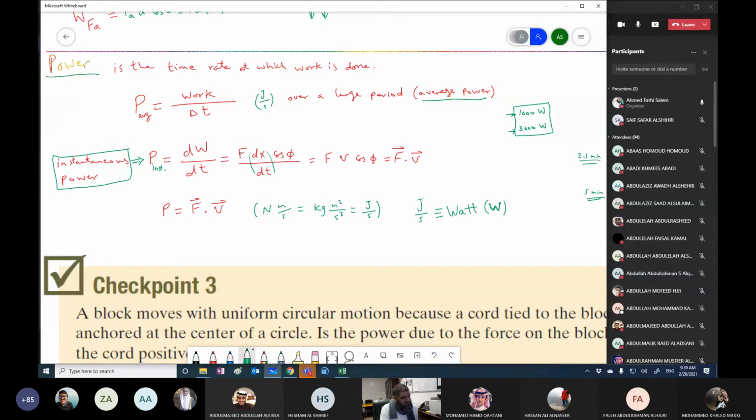The force, let us assume the force is constant, and we are left with dx by dt. dx by dt, you know this from chapter number 2, which is v. So this will be F v cosine the angle between F and v. Okay, and this is nothing but the dot product of the force with the velocity. If you want to find the instantaneous power, you just take the dot product of the force, which is constant force, with the velocity. This is instantaneous. But if you are interested in the average power, it is the work over time.